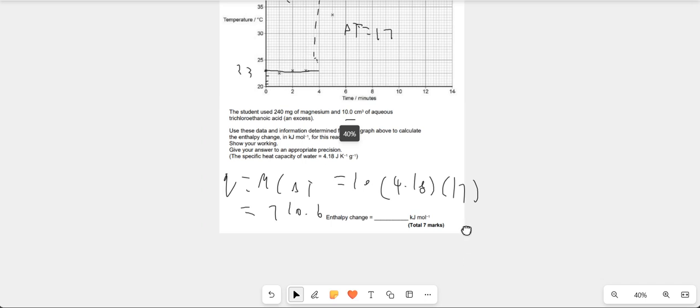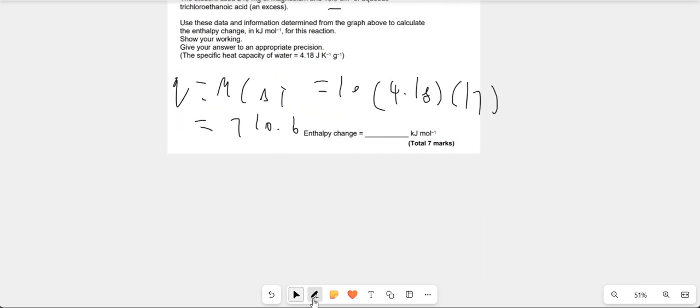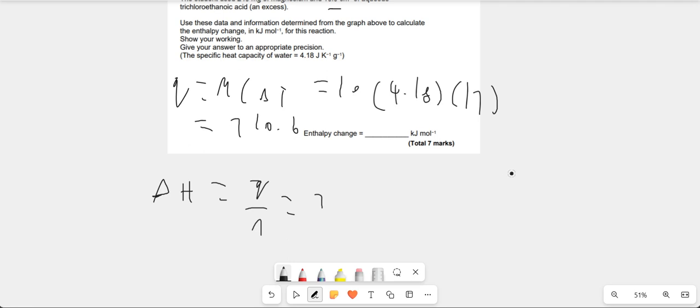Calm. And then if you want to take the enthalpy change here, you need to do delta H. It's going to be equal to Q over moles. I need to find the moles here, so moles of magnesium is equal to the mass over the Mr. The mass is 0.24 from the question. The Mr is 24.3, which is from the periodic table.